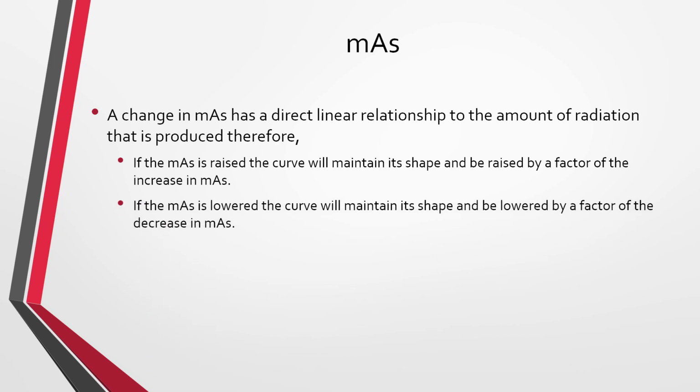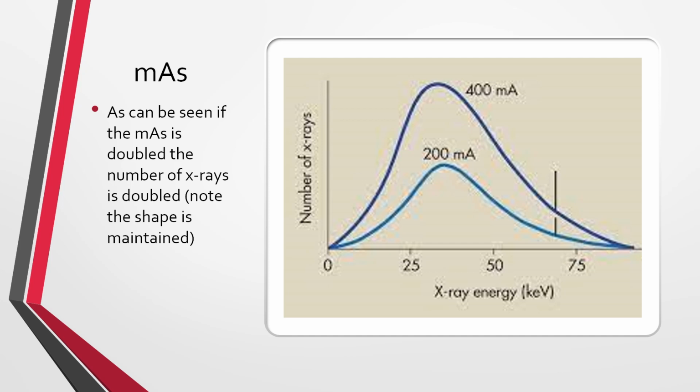If it's halved, okay, half is a good example. If the mass is halved, then it's going to be lowered. Every point on there is going to be half the distance, half the number of X-rays. So as we can see in this example here, if 200 mA is used in this graph, we assume that the time is kept constant here, and so the mAs would be half of what was originally used.